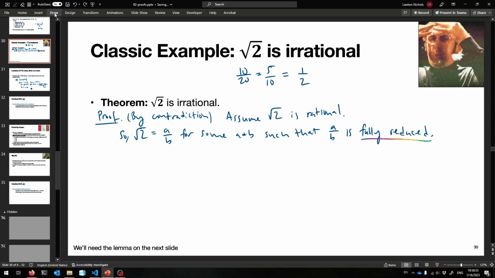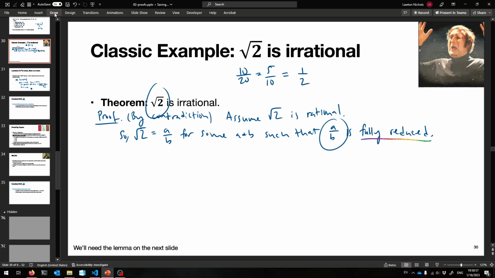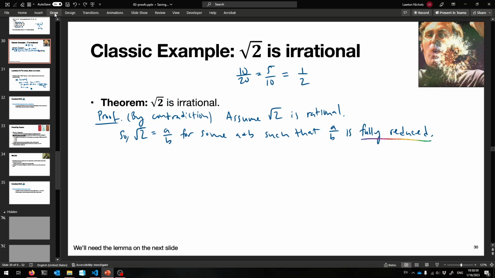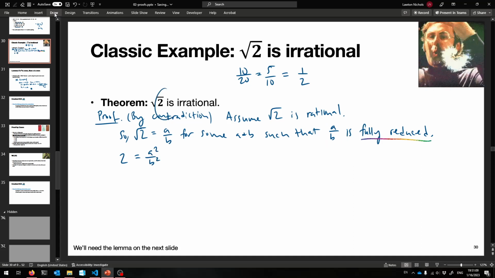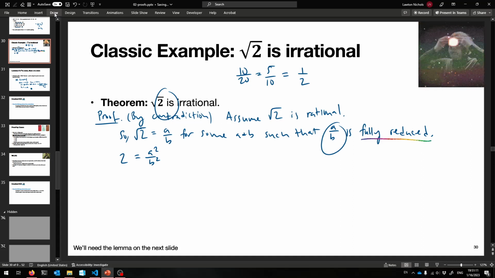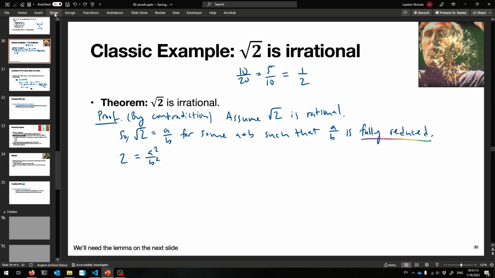And here's the magic. Well, if a over b is supposed to be square root of 2, let's square that. Squaring both sides. That means 2, right? Square root of 2 squared is just 2, equals this squared. 2 is equal to a squared over b squared, right? Because this is equal to square root of 2. Just square both sides. Now I know 2 is equal to a squared over b squared. And I can solve for one of these. Let's solve for a squared. So 2b squared is equal to a squared.